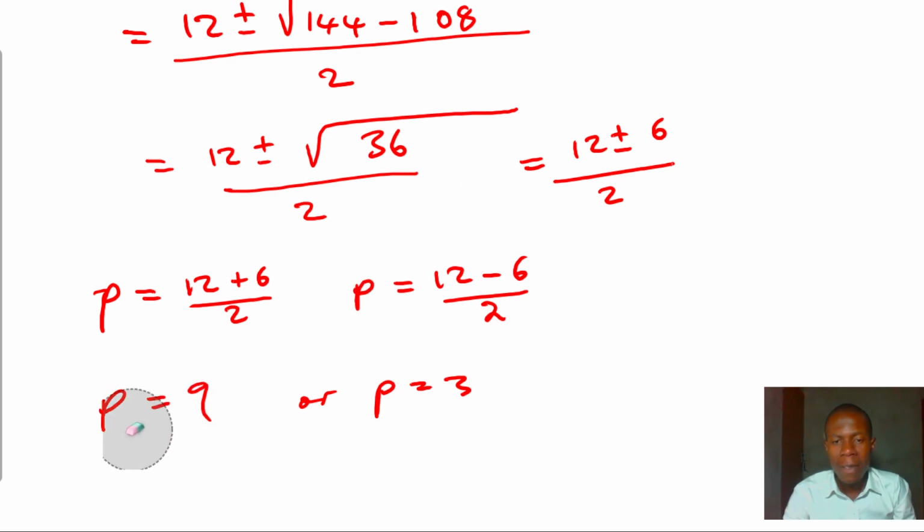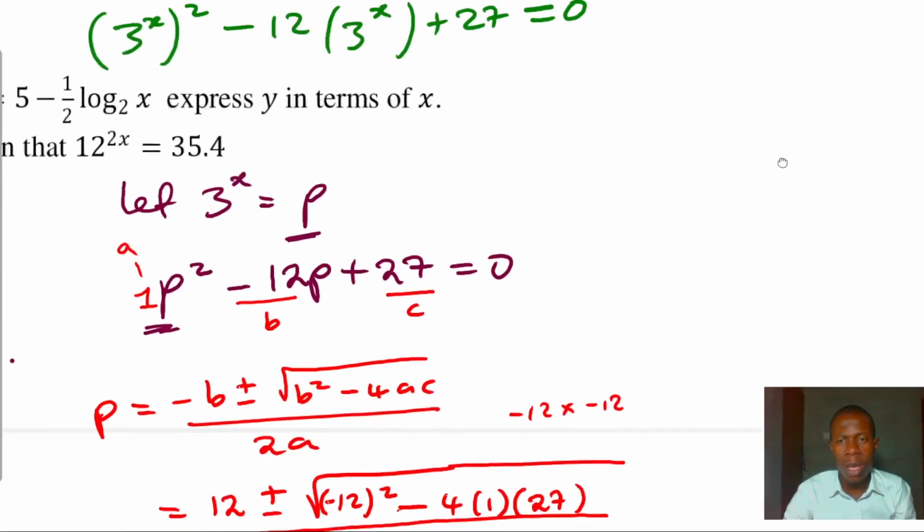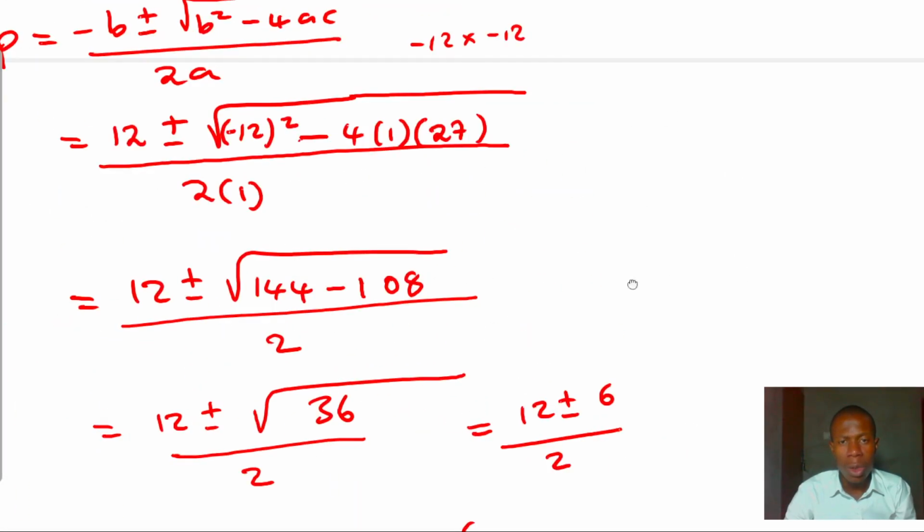All right, so after finding those two values, since they're both positive, we're going to utilize both of them. But if one was positive and one was negative, we get the positive, because negative gives a complex solution, which is of no use to us in this real analysis. So we have two values, p is equal to 9 and p is equal to 3.